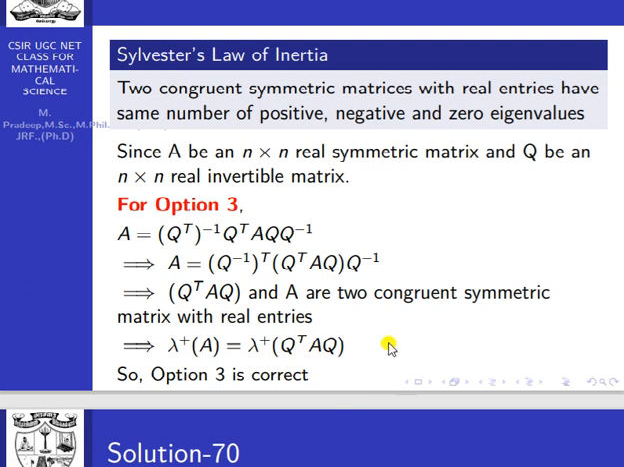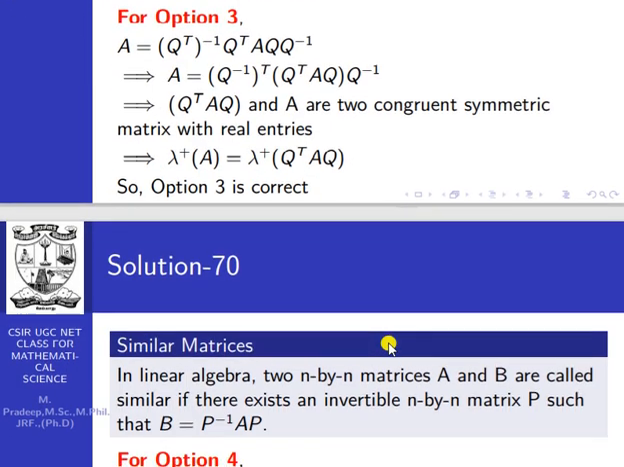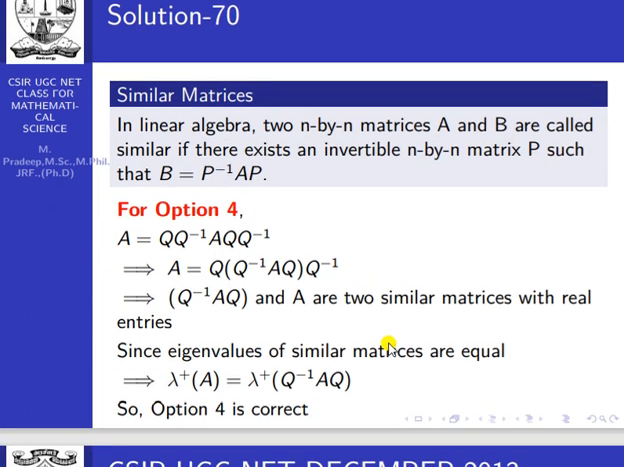Okay, so for option 4 we need another small concept, similar matrices. In linear algebra, two n by n matrices A and B are called similar matrices if there exists an invertible matrix P such that B equals P inverse AP. Congruent means P transpose AP, and similar means P inverse AP equals B. That's a small difference. That's all.